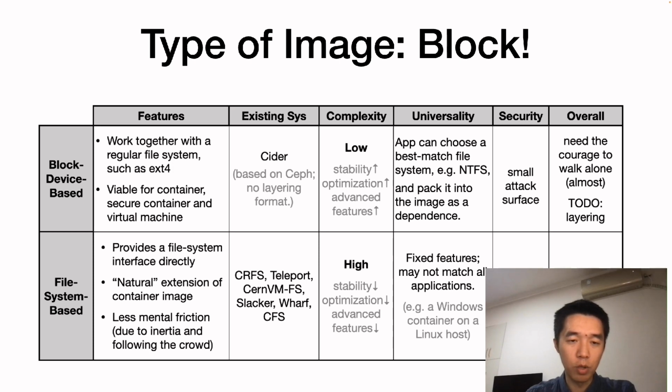A block device-based remote image is more universal, because it allows applications to choose the best fit file system. For example, a Windows container running on Linux host may choose NTFS as its image file system. A block-based remote image has smaller attack interface, so it's easier to get secure. According to this analysis, we base dadi image service on block device, and we believe this is the best approach for container system.